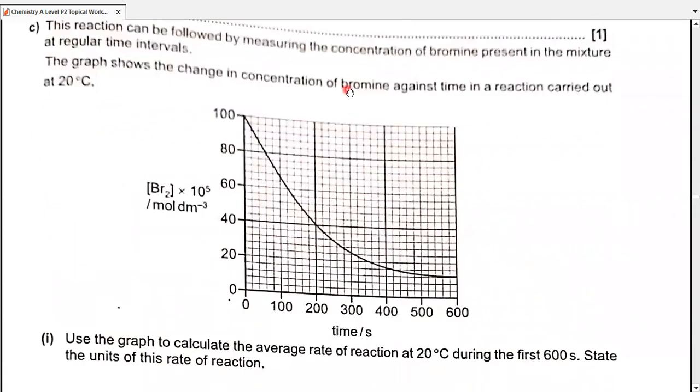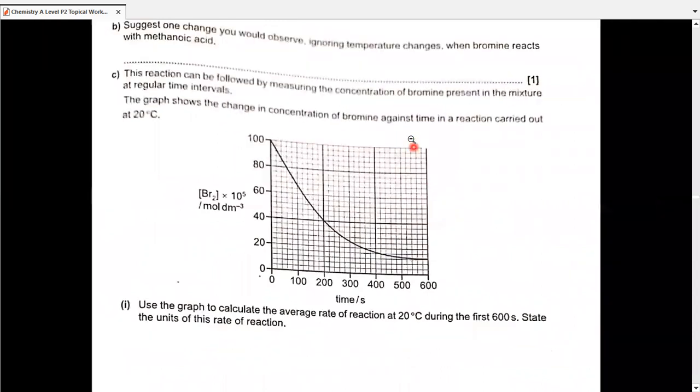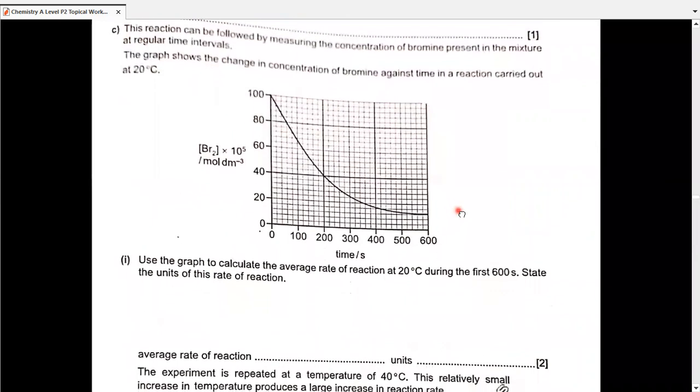Okay, we need to zoom it out a little bit so that we can see the whole question. There you go. This reaction can be followed by measuring the concentration of bromine present in the mixture at regular time intervals. The graph shows the change in concentration of bromine against time in a reaction carried out at 20 degrees Celsius. Use the graph to calculate the average rate of reaction at 20 degrees Celsius during the first 600 seconds. State the units of the rate of reaction.